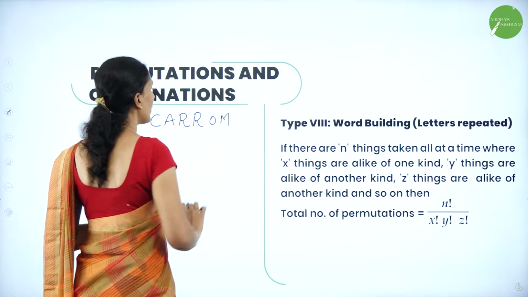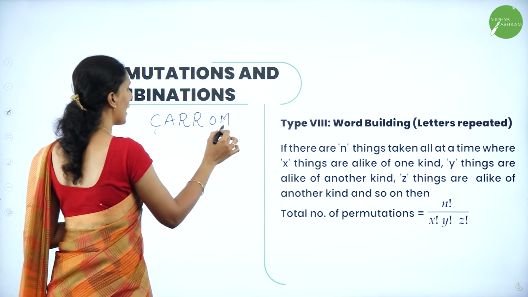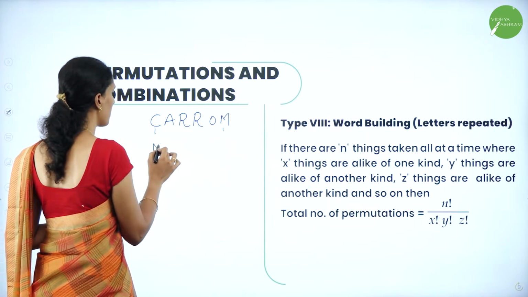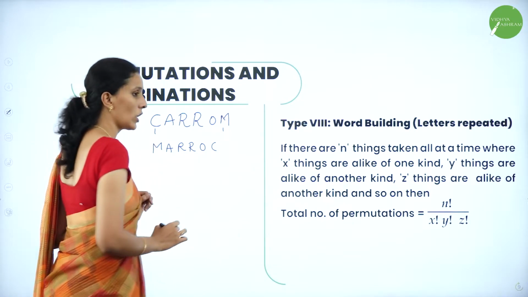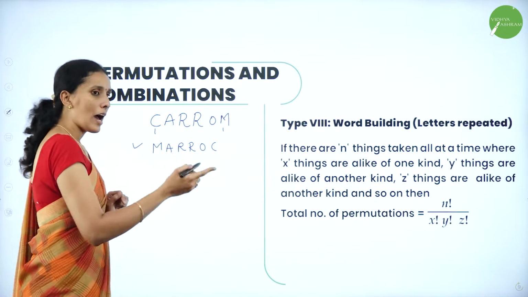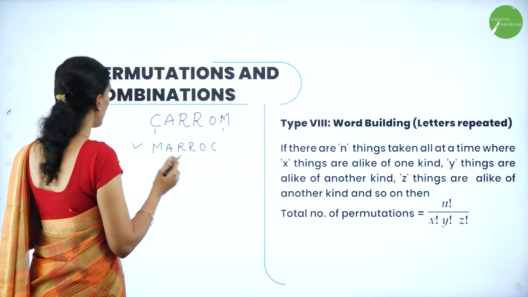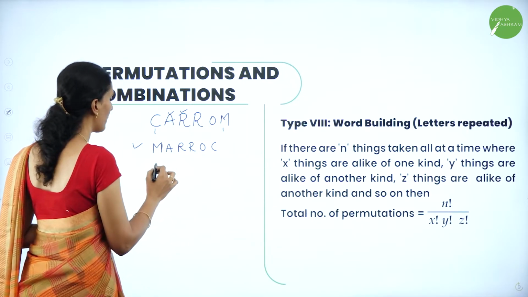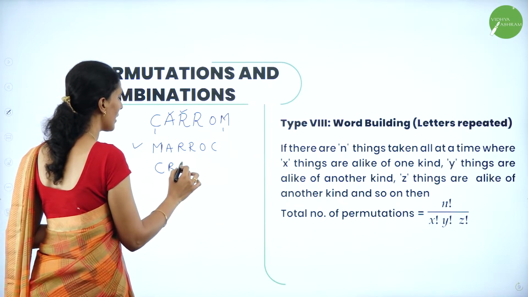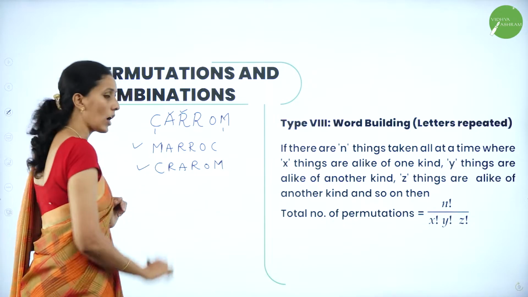Okay. So if I change the order of C and M, like M, A, R, R, O, C, this is taken as another one. So we will take it as one more order. If I change the place of A and R, what happens? C, R, A, R, O, M. So this can be taken in count.